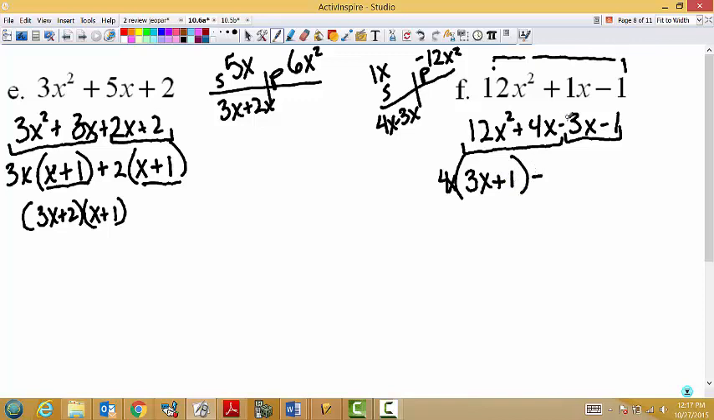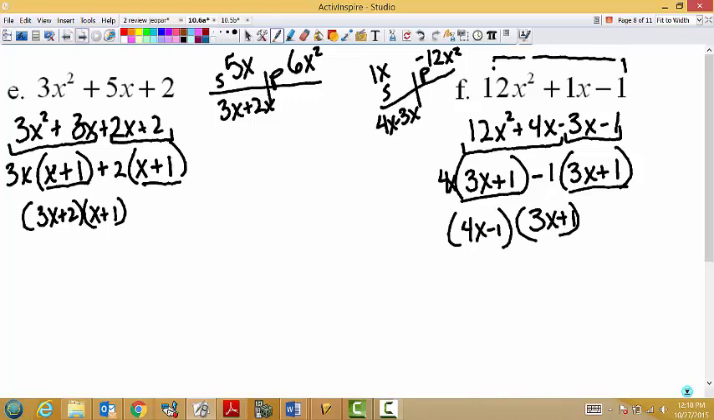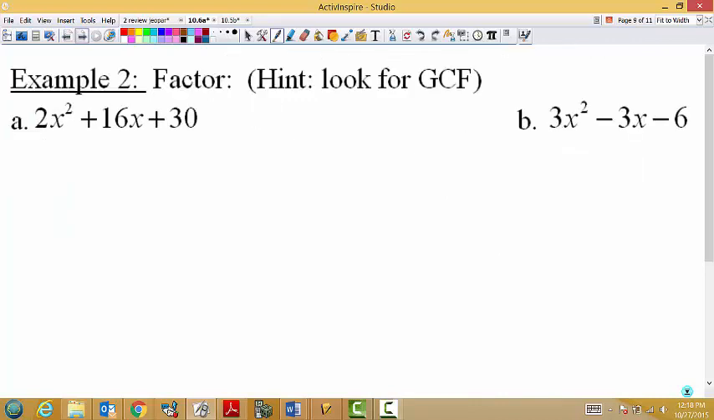Minus. Why is it minus? Because I brought down my sign. Biggest number that will go into 3 and 1 is 1. 1 goes into 3, 3. And a negative here makes a positive 1. These are always the same. And 4x minus 1. Okay, yeah, we're continuing on.